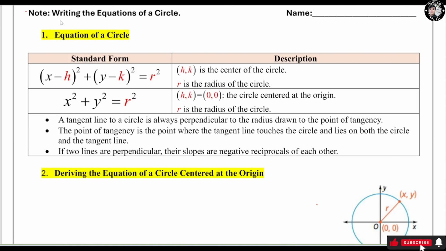Hello everyone, in this video we're going to learn how to write the equations of a circle.